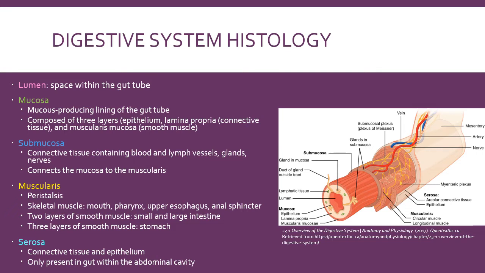And the stomach actually has a third or an extra layer of muscle to produce a churning motion for its contents that's not present in the small and large intestine. The last layer is the serosa. It's formed of connective tissue and epithelium, and it's only present in the portions of the gut that are within the abdominal cavity, so you don't see it, say, up in your pharynx.